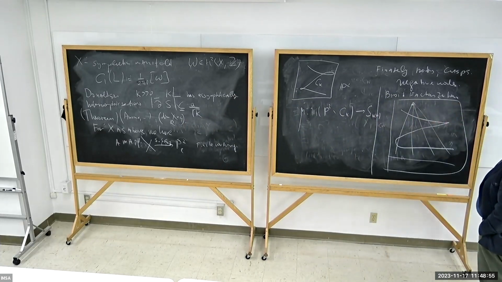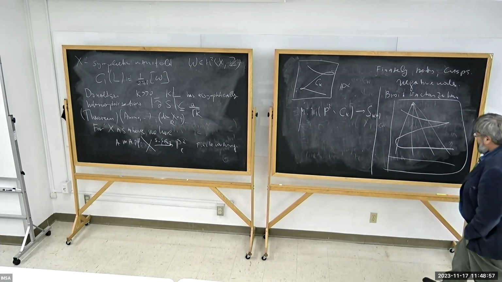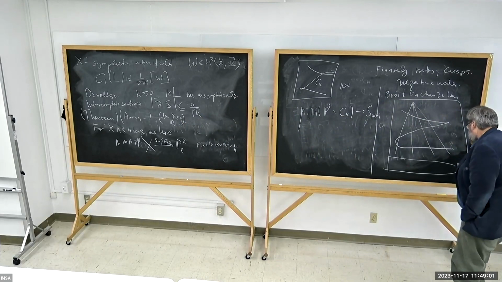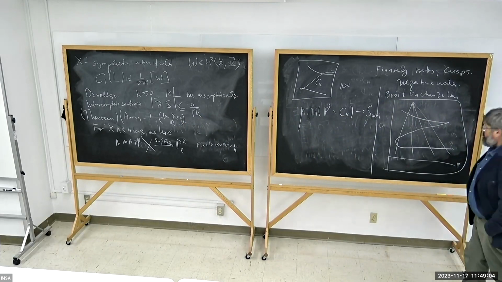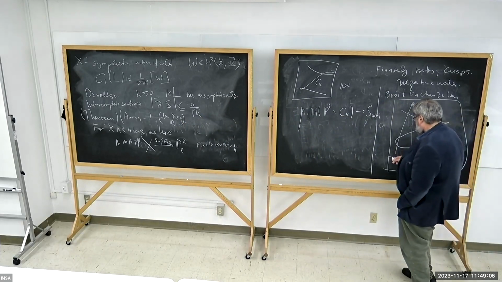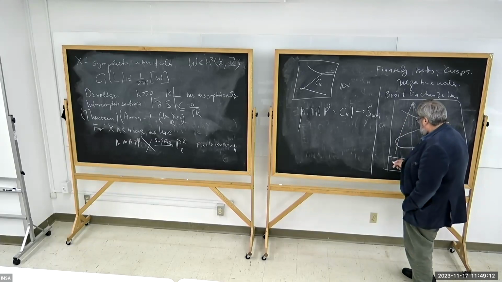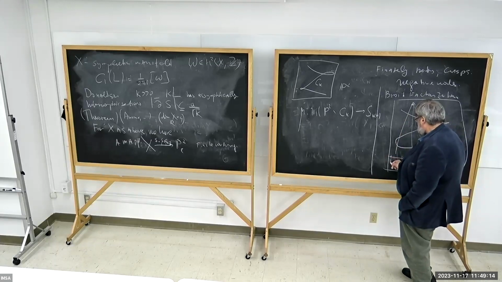And what you have here is a projection over P1. And so this projection has a certain number of ramification points, which you remove.